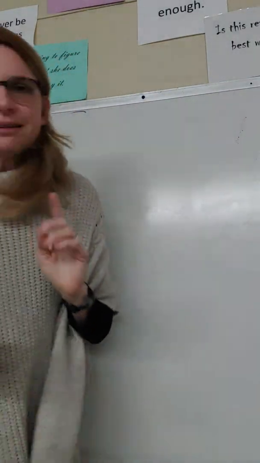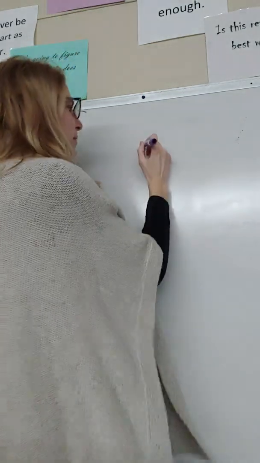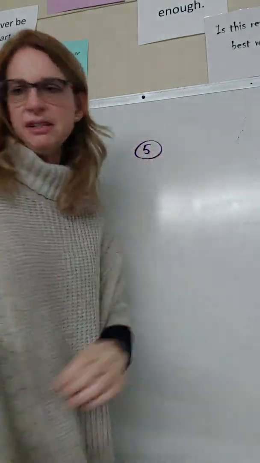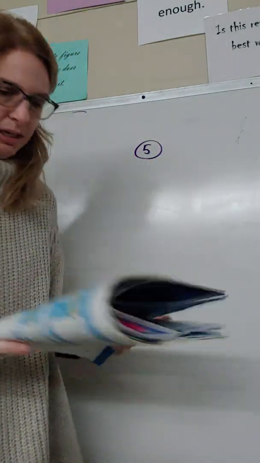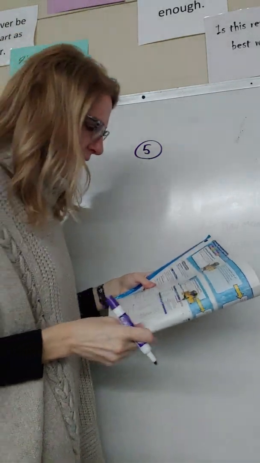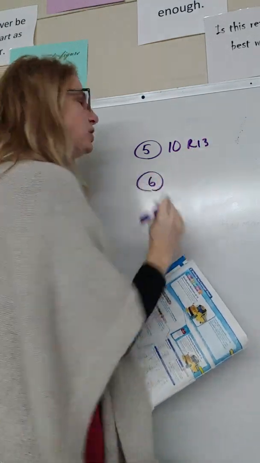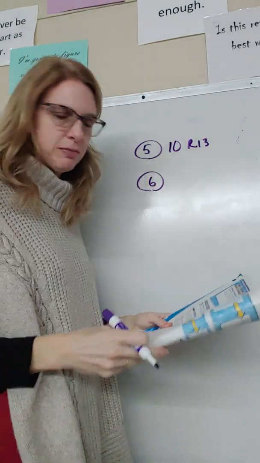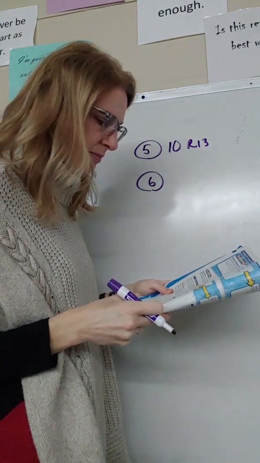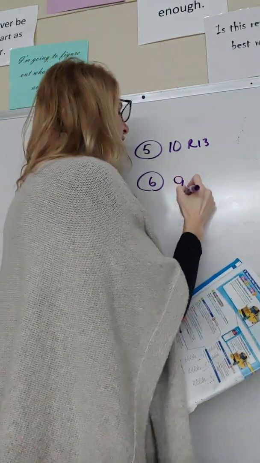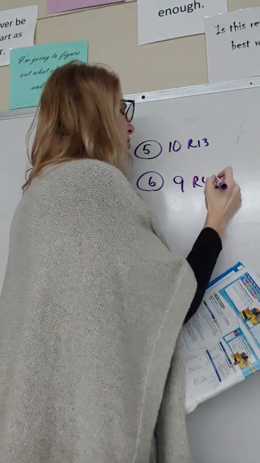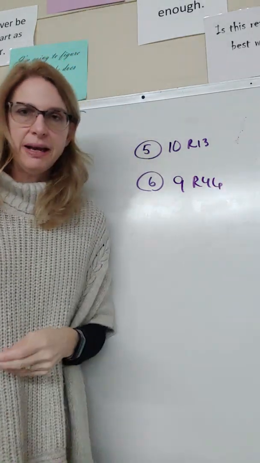All right. The video is starting to get a little bit long, so I'm going to just put the answers up for number 5 and 6. All right. So number 5, the answer is 10, remainder 13. And I want you to go back and look at that, see if you can find your mistake. Okay, and number 6 is 9, remainder 46.